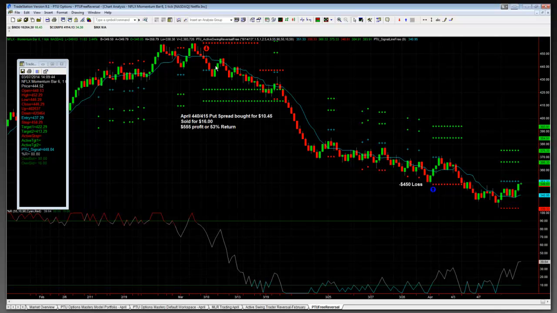I put on the April 440, 415 put spread. Okay, so I bought the April 440 put. I sold the 415 put at the same time to help finance it. I put it on for $10.45. So just over $1,000 per spread.